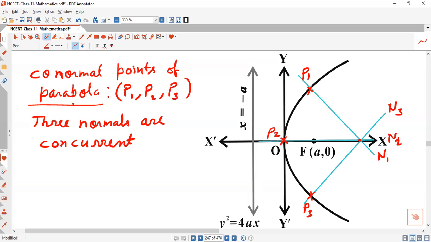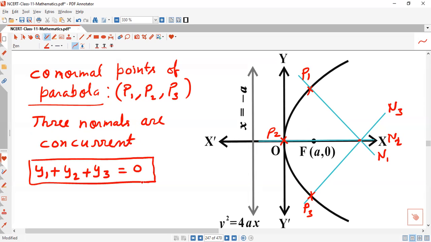For the co-normal points of the parabola, the condition is that their ordinates y1 plus y2 plus y3 must be equal to 0. This is one condition that must be satisfied. Here the point P1 is x1, y1, the coordinate of P2 is x2, y2, and the coordinate of P3 is x3, y3. The sum of the ordinates y1, y2, y3 must be 0.